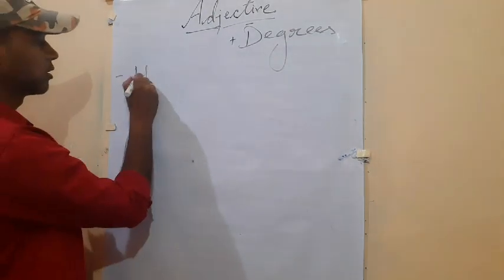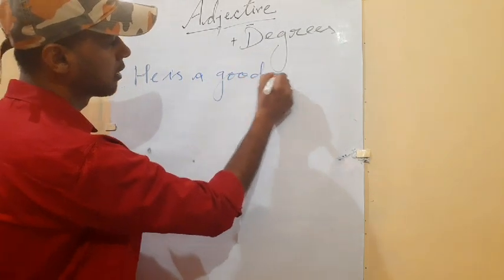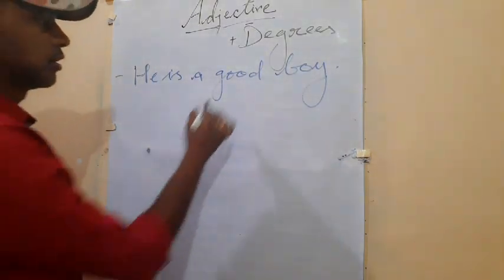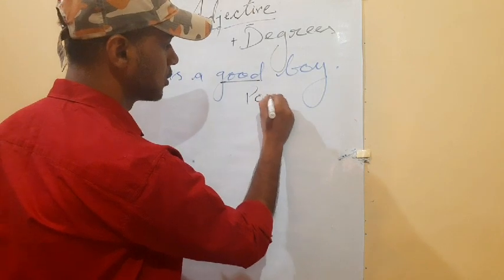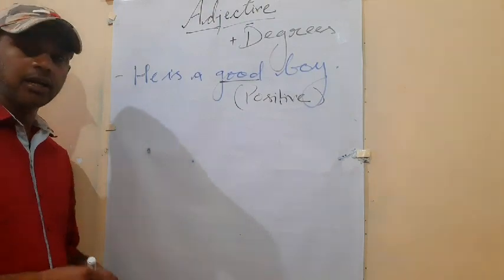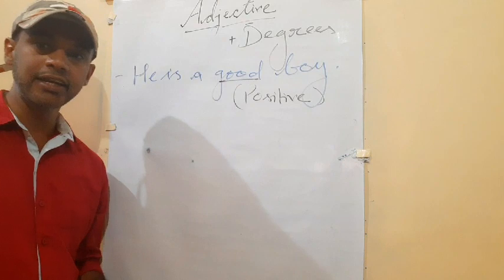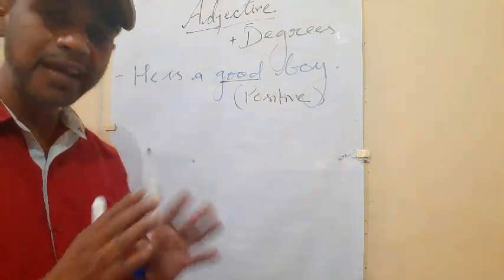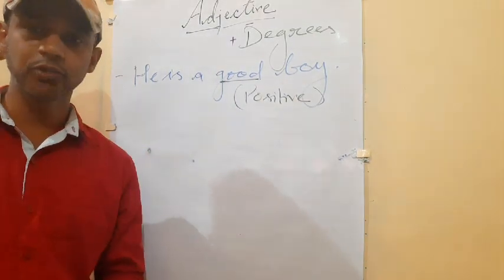If I say he is a good boy. He is a good boy. So good is here the positive degree. This is known as a positive degree, because it is a general quality of a noun. Boy is a noun. Here I told a general quality of this noun as good. So whenever we use a plain adjective, that is a general quality of a state, so that is known as a positive degree.